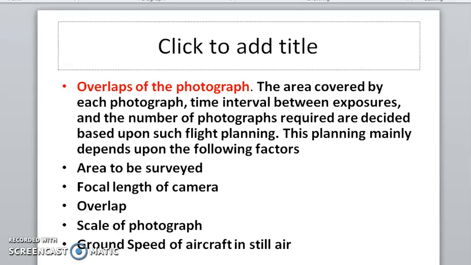Overlap, focal length of the camera, scale of photo, and ground speed of the aircraft are considered. This is about the area covered by the photograph, time interval between exposures, and the large number of photographs required, decided based on the flight planning.